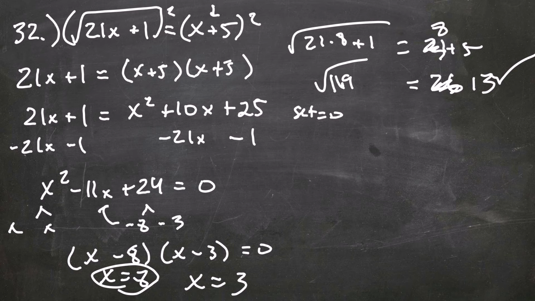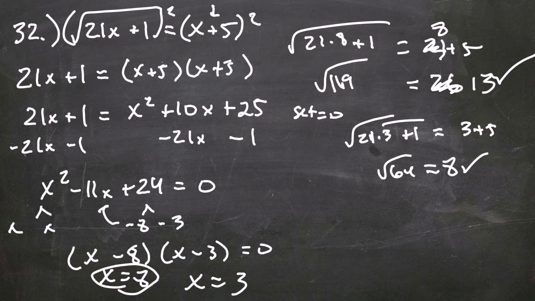So that works. Now we try 3. 21 times 3. So I square 21 times 3 plus 1, all underneath the radical. Does that equal 3 plus 5? 21 times 3 is 63, plus 1 is 64. Is the square root of 64 equal to 8? Yeah. So in this case, we have 2 good answers. There are no extraneous solutions for number 32. That's it.